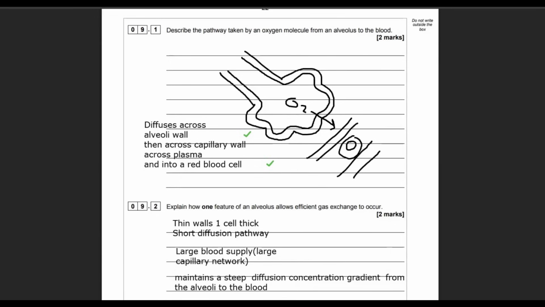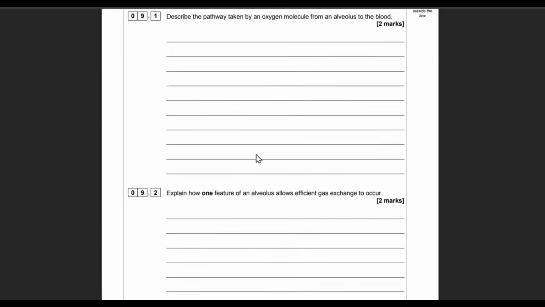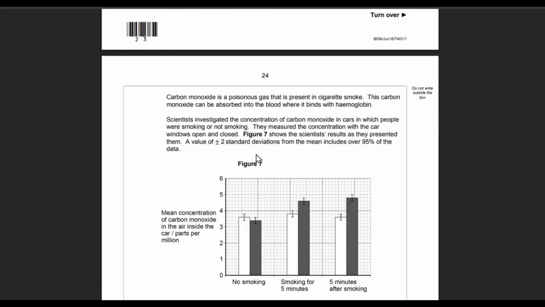And that would just make sure I cover everything. Of course, the alveoli is folded, so it has a large surface area. This will increase the rate of diffusion too. All right, let's zing on. We don't want to be here all night.